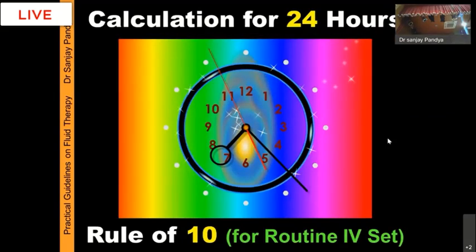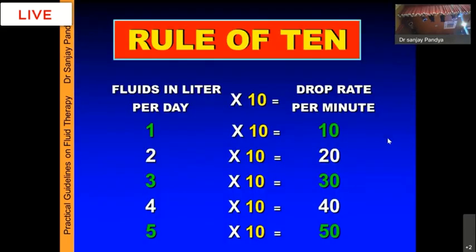Answer is that rule of 10 is for a routine IV set for calculating in 24 hours. How simple it is? It's unbelievably simple. Fluid in liters multiplied by 10 is equal to drop rate per minute.